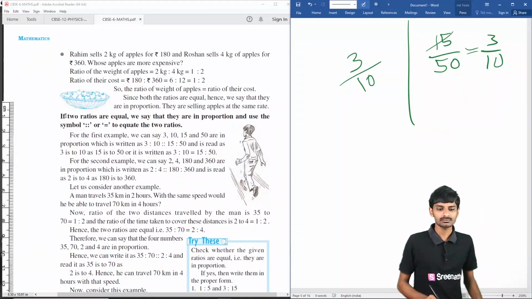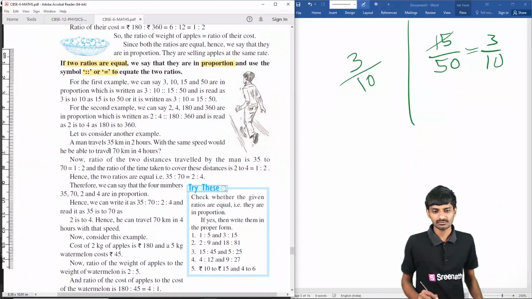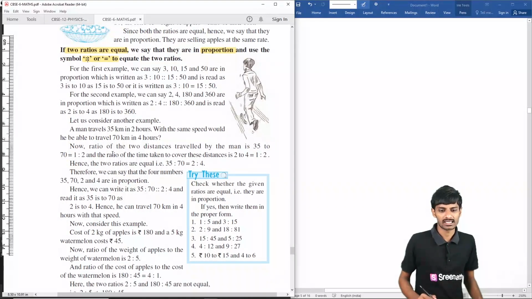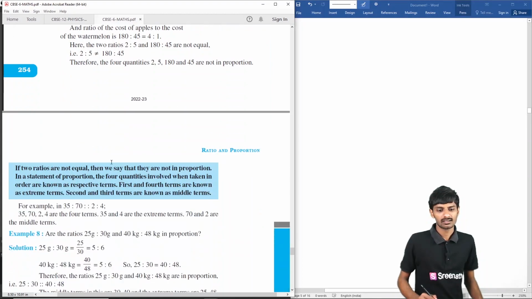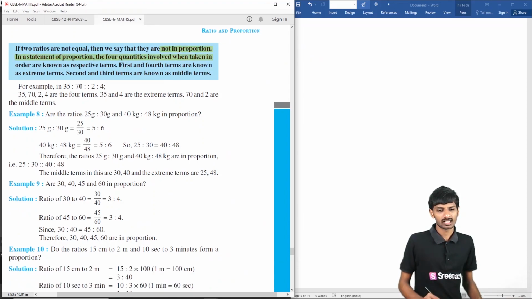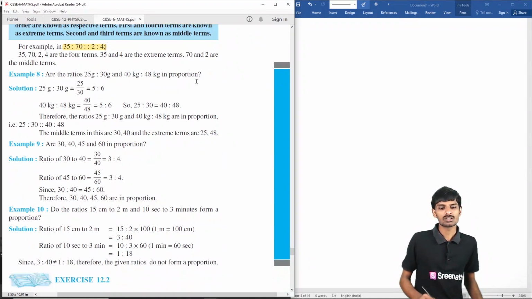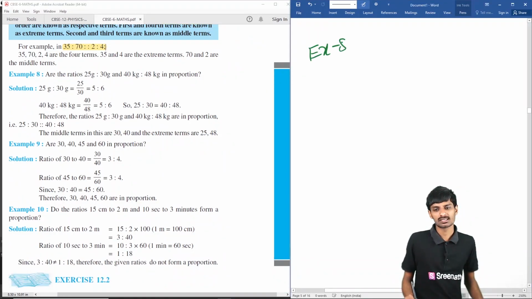So whenever two ratios are equal, then we say that they are in proportion. And whenever two ratios are equal, we represent them either with the equal to symbol or with the double colon symbol. Okay, friends, that is the case. And if the two ratios are not equal, then we say that they are not in proportion. In the written form like this, the first and the last terms are called extremes and the second and third terms are called middle terms. So we will do some examples so that we get more idea about this.